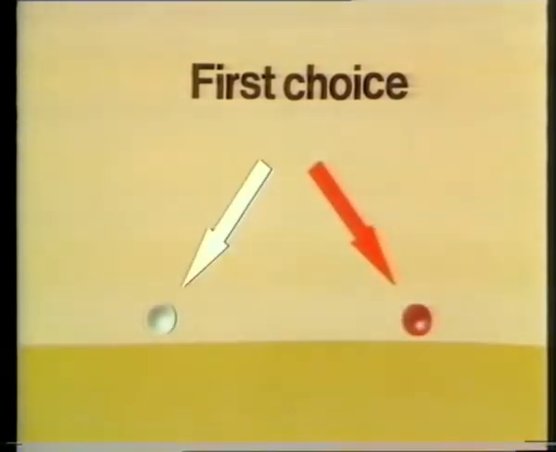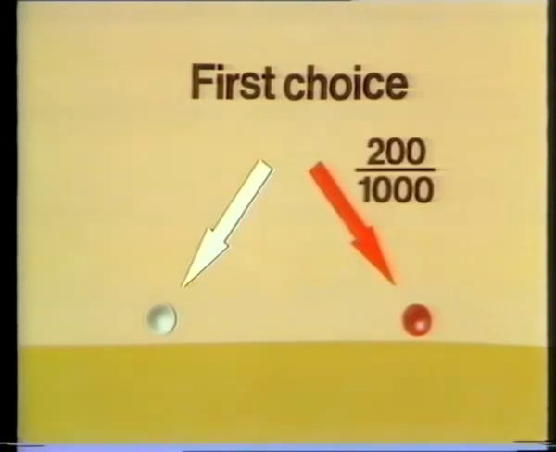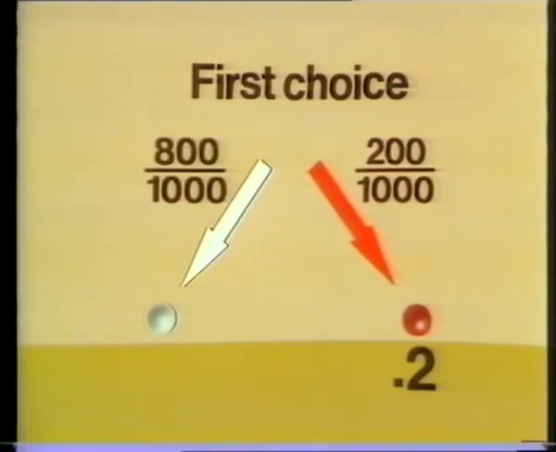Our first bead can either be red or white. What's the probability of its being a red bead? 200 over 1,000, because 200 of the beads are red. So the probability of a red bead is 0.2. And the probability of getting a white bead, 800 over 1,000, that's 0.8.